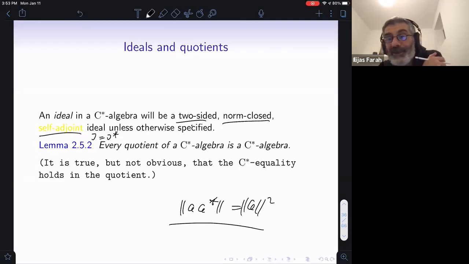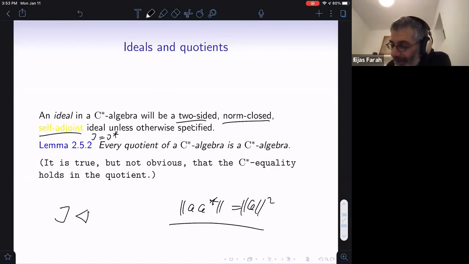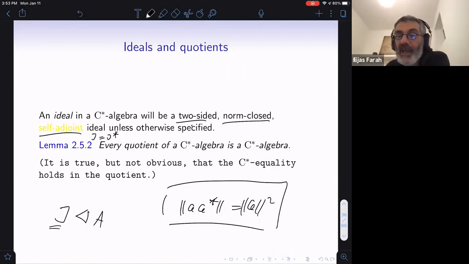That is, it's not obvious if you don't know about approximate units. You see J, it is an ideal of A. I'll use this algebraic notation. So it's probably not a unit of the C-star algebra, but it has an approximate unit. And now to check that the C-star equality holds in the quotient, you can just use the approximate unit of J and basically transfer the C-star equality that holds in A to it holding in the quotient.